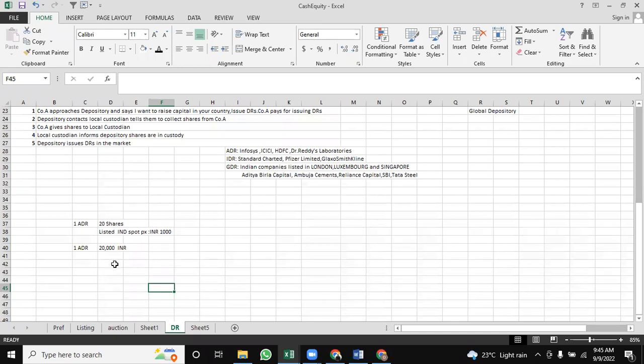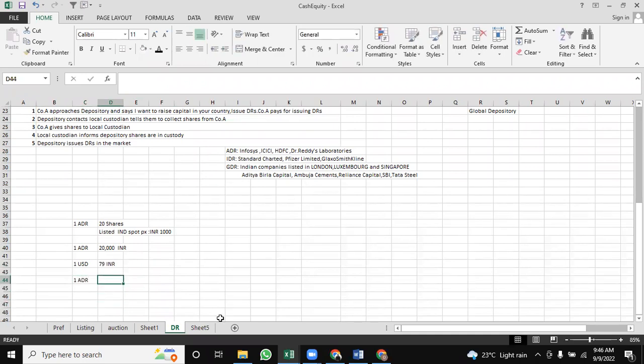Right, now find out what is 1 USD in terms of rupees today. It's 79.57. Yes, ma'am. I'll put it as 79 just for simplicity of calculation. Say 1 USD is 79 INR. That means your ADR in dollars would be how much?